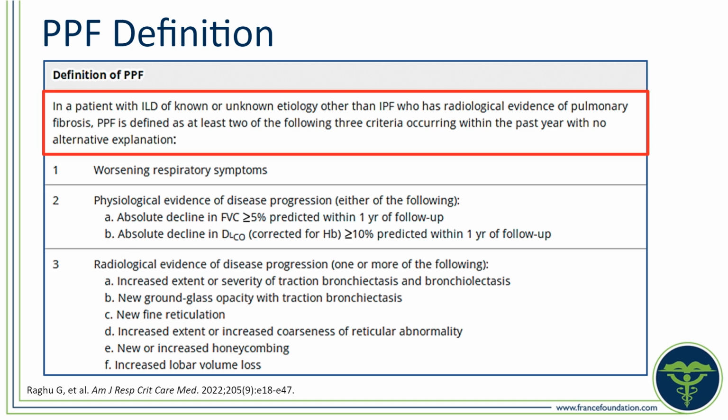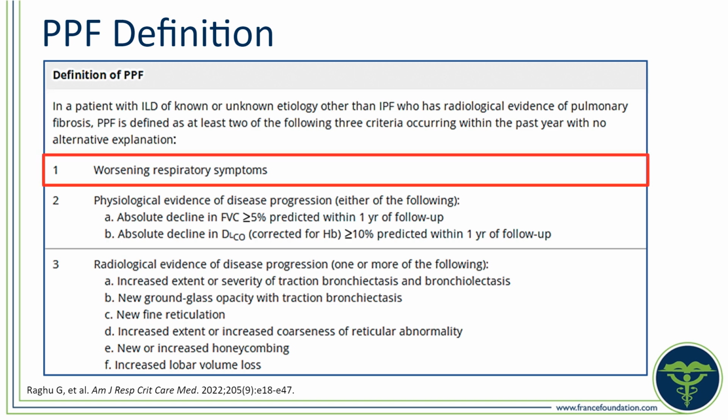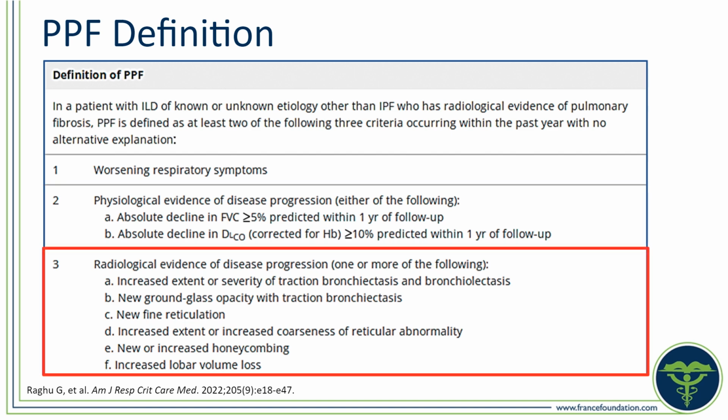PPF is defined as at least two of the following three criteria occurring within the past year with no alternative explanation. The first is worsening respiratory symptoms. The second is a physiological decline, which could either be a decline in the FVC greater than or equal to 5%, or a decline in the DLCO corrected for hemoglobin greater than or equal to 10%. Third is radiological evidence of disease progression, defined as one or more of the following.